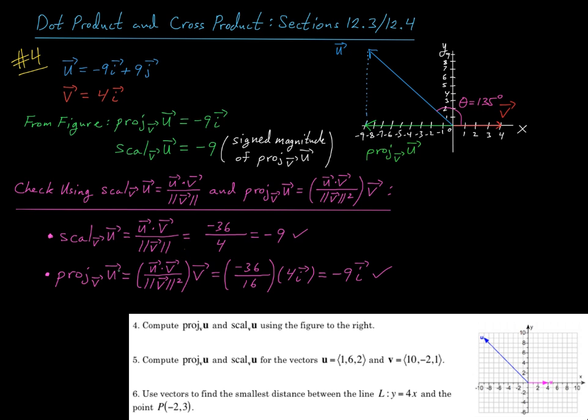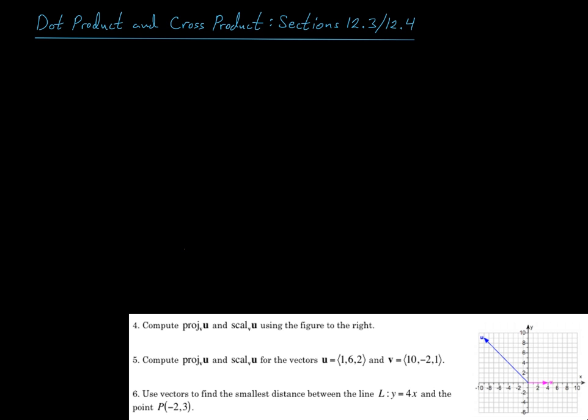For the vector projection, this is where we're taking a scalar multiple of the vector v. So u dot v is negative 36. The magnitude of v squared is 4 squared, which is 16. And this multiple, negative 36 sixteenths, multiplies the vector v, which is 4i, and notice this simplifies to negative 9i, so it agrees. All right, great.